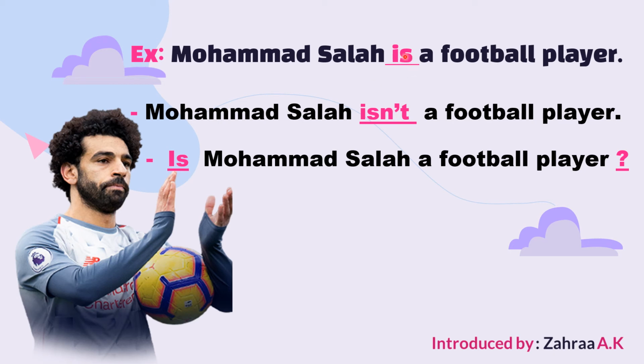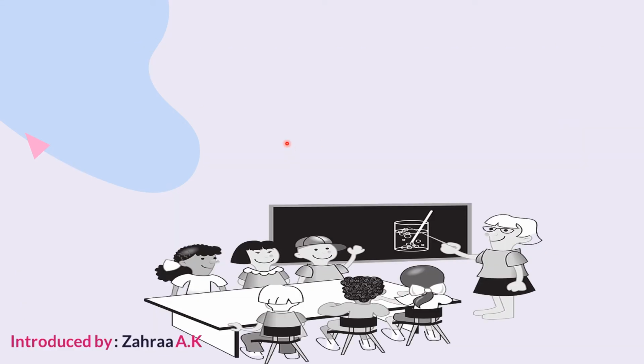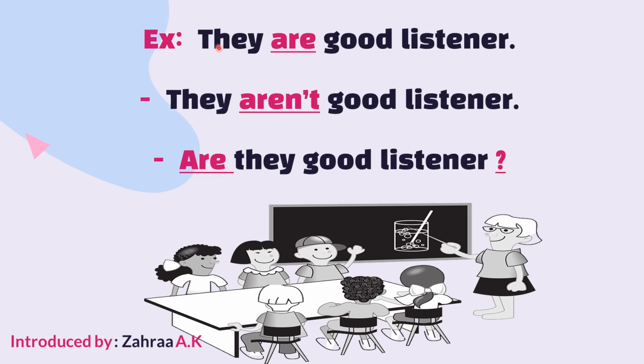This is with singular: if the verb to be is "is", it refers to singular. About plural, such as "they are good listeners": they are good listeners. So the subject is they and the auxiliary is are. This is affirmative. How do I negate it? Just I put not after are: they aren't good listeners. I can say they aren't or they are not good listeners.